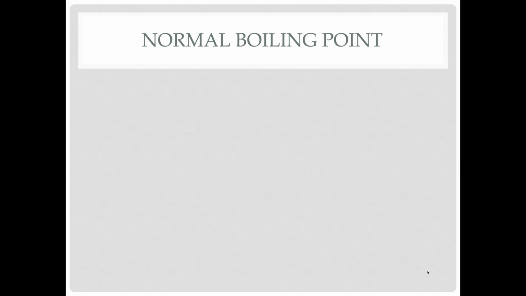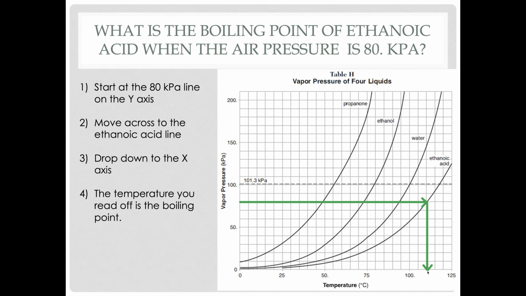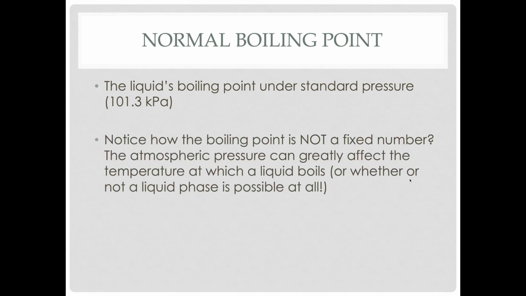Normal boiling point is the boiling point at normal atmospheric pressure. STP: the temperature's 273, the pressure's 101.3. You'll notice on Reference Table H that there is a line for 101.3 kilopascals. That's there for a reason. So normal boiling point is the boiling point under standard pressure.